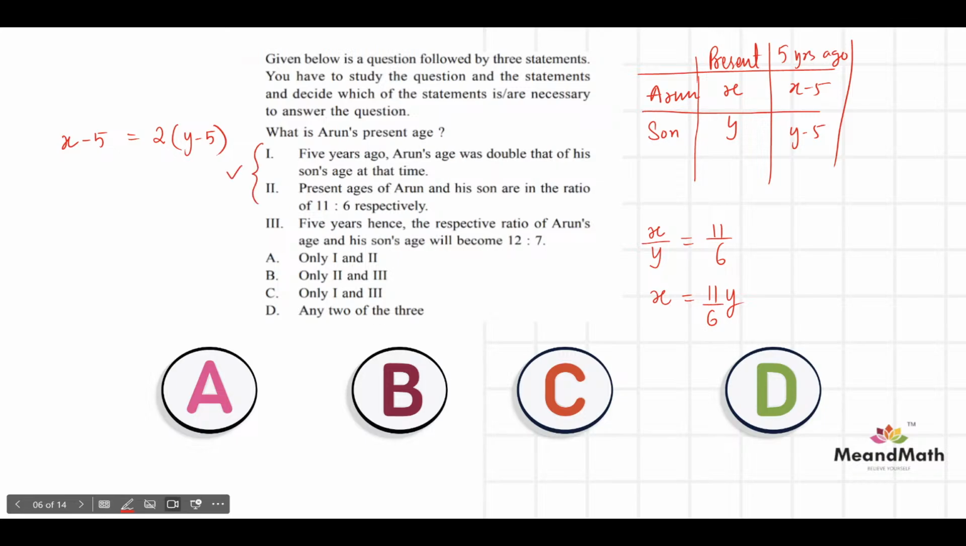We have the third statement given. 5 years hence, 5 years later, what is given? The respective ratio of Arun's age. So 5 years later would be x plus 5 and y plus 5.